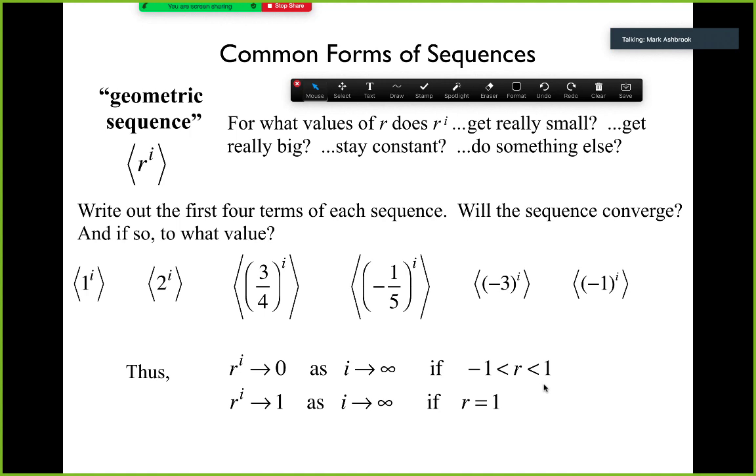Questions on geometric sequences? And again, the idea of a geometric sequence is that to get the next value in the list, you're always multiplying by r, right? So it's always one more r multiplied to get the next term in the list.